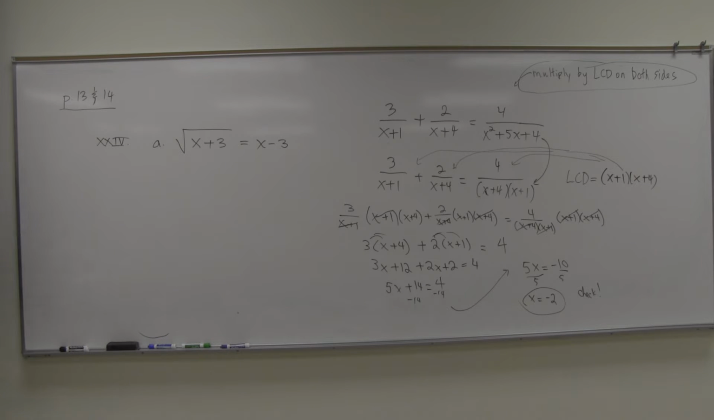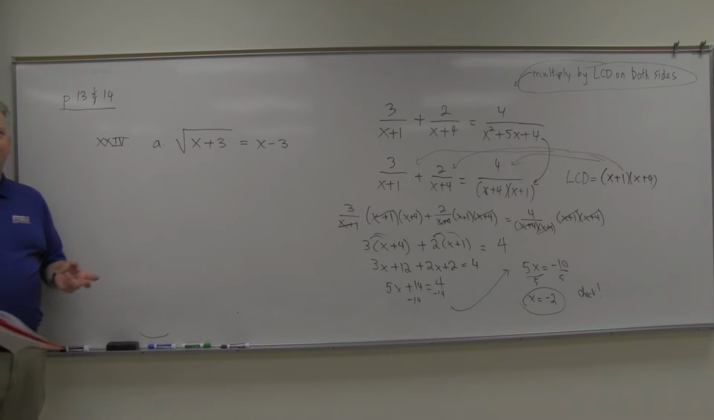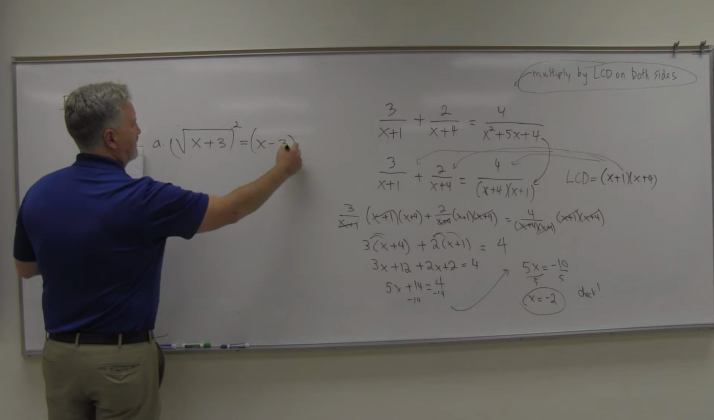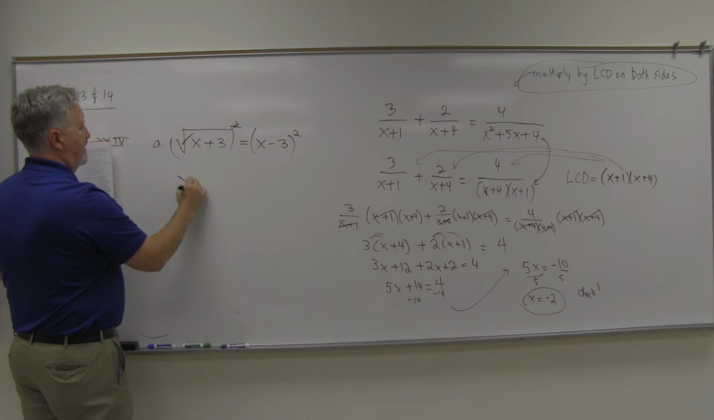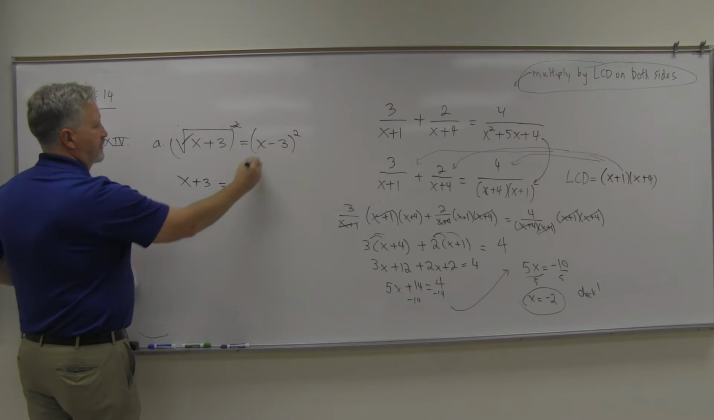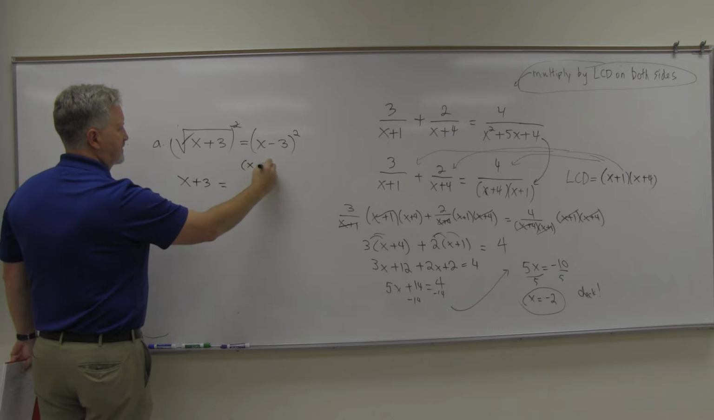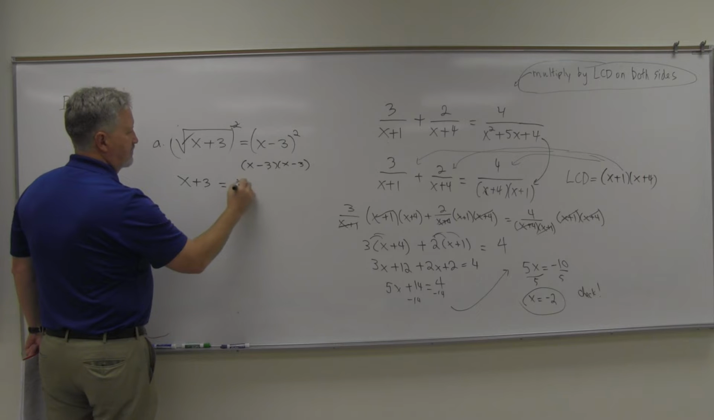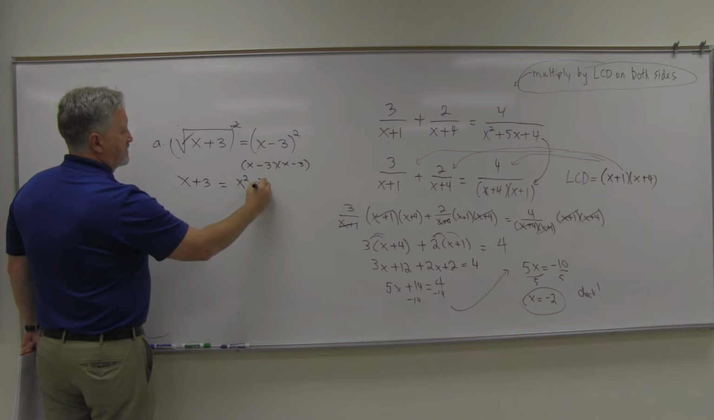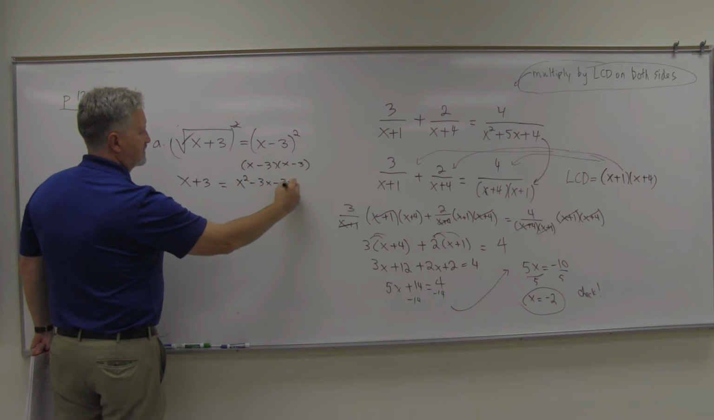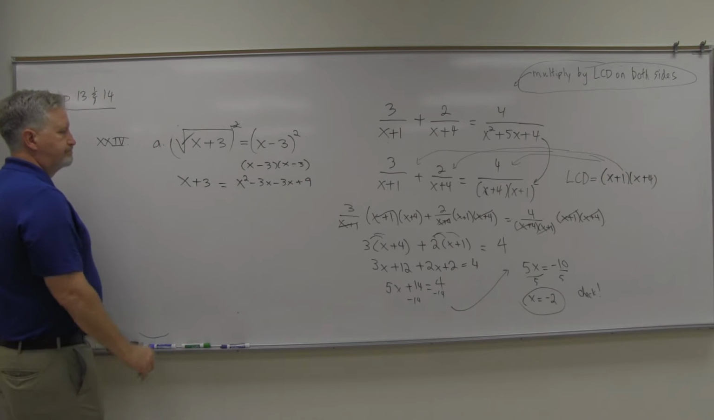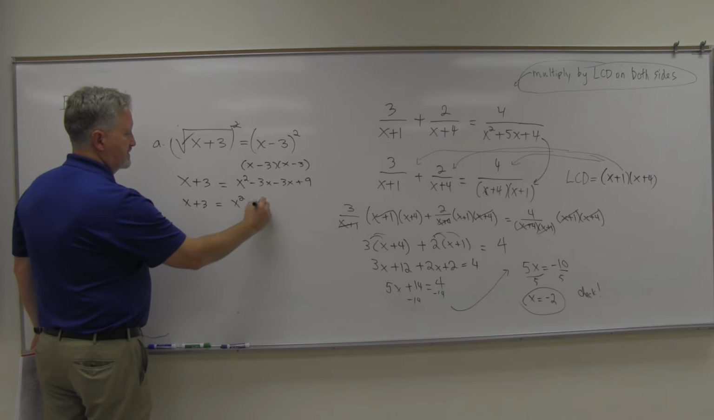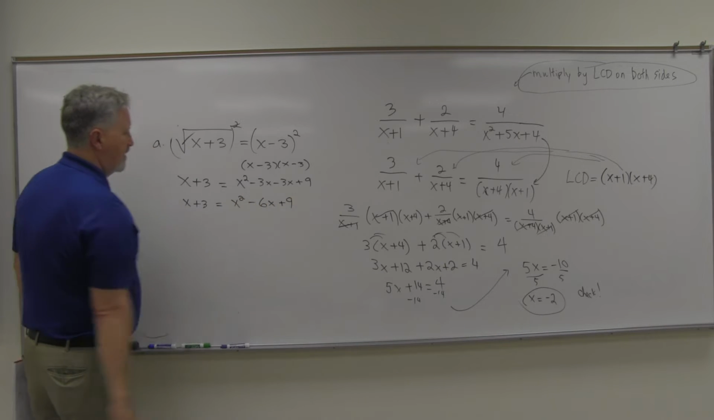What do we do for square root equations? Square both sides? Yeah. So we're going to square both sides here. And that'll cancel that out, so you get x plus 3. Then of course here, you've got to square that binomial out, x minus 3 times x minus 3. So that gives me x squared minus 6x plus 9 on the right.